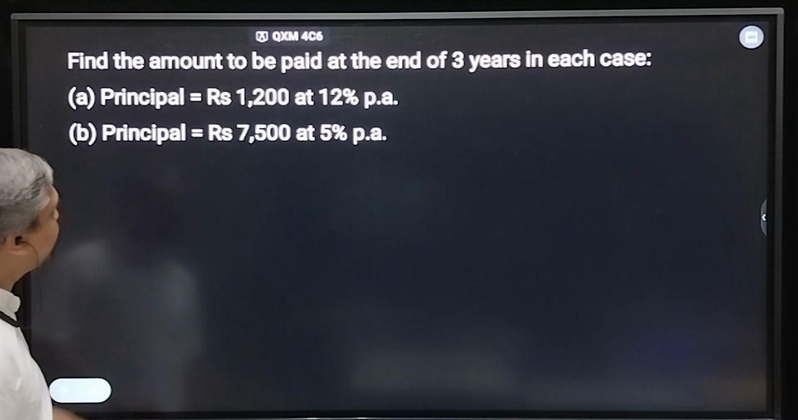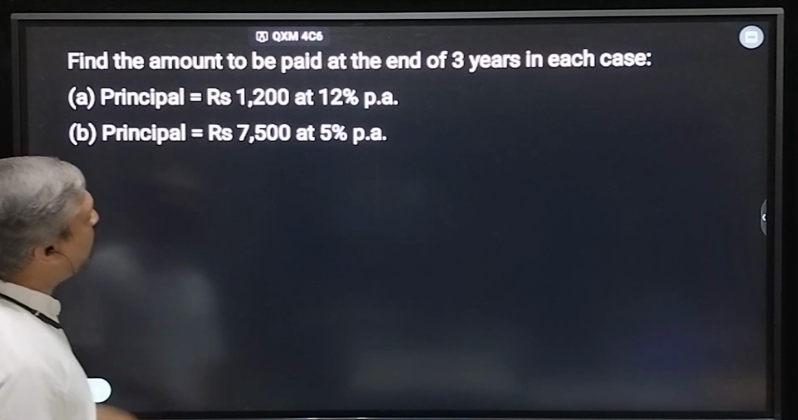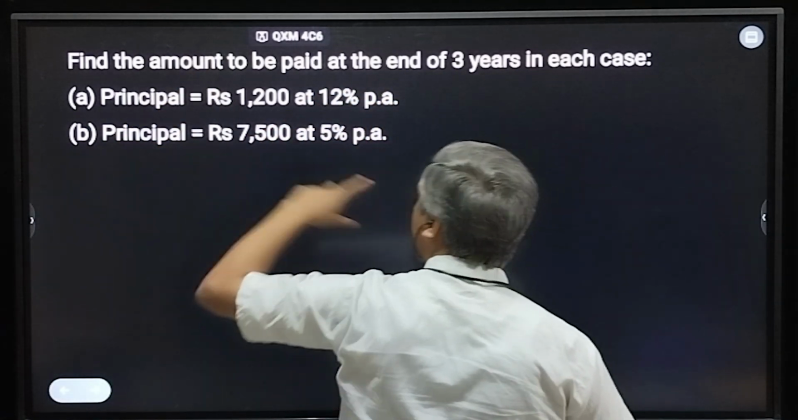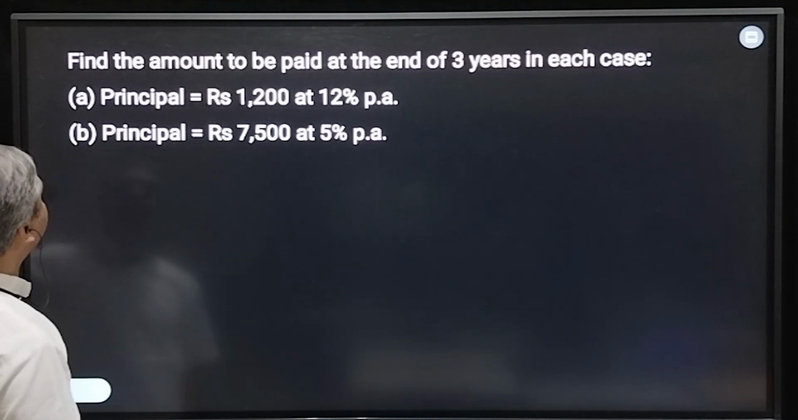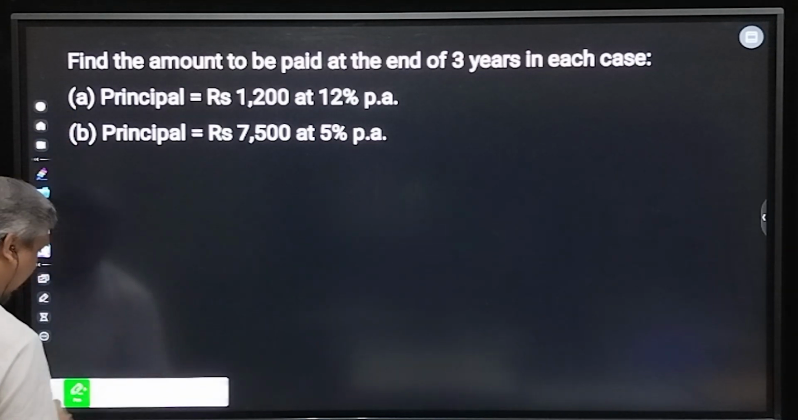I think the next one is the last problem. Yeah. Find the amount to be paid at the end of 3 years in each case. The first case I'll solve, second case you will solve. That's homework. So I'll solve A.